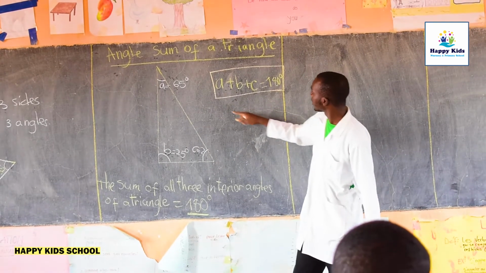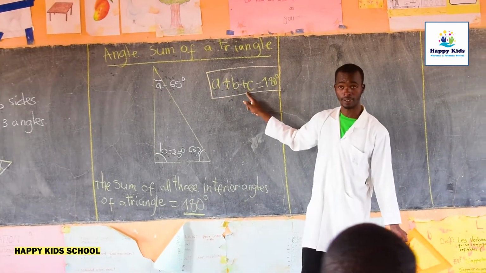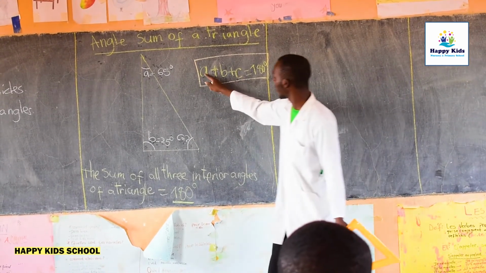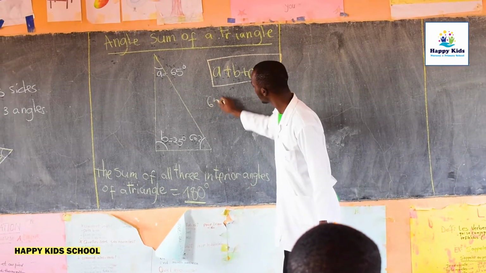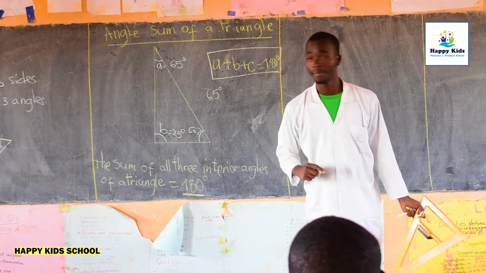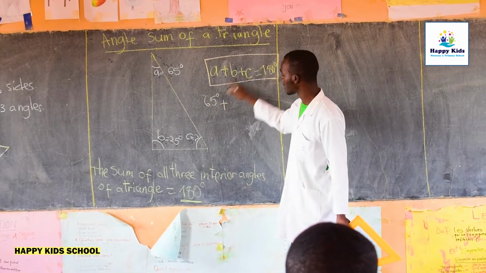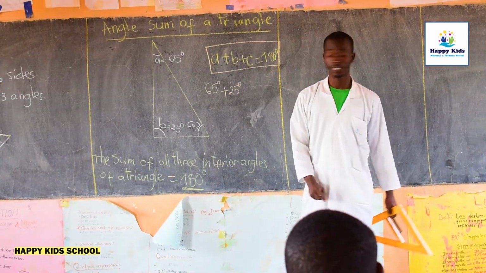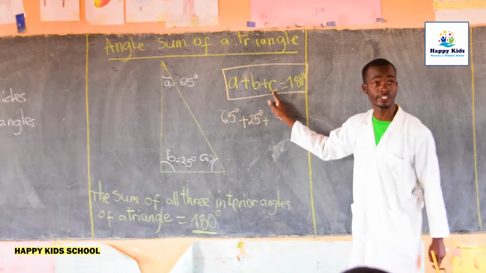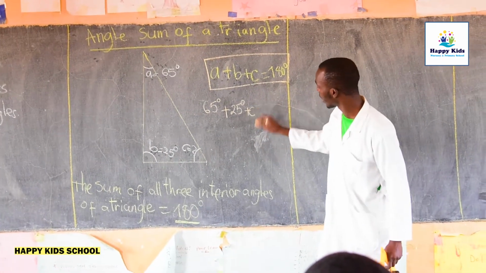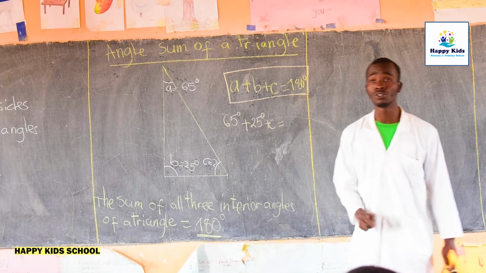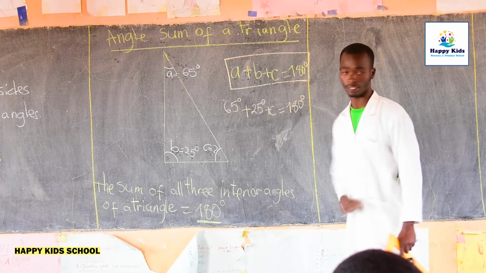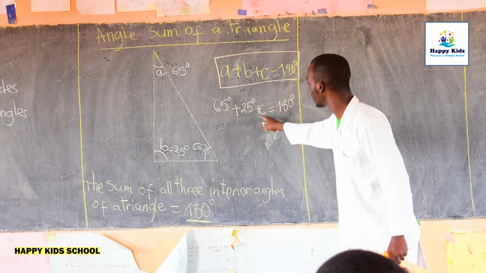We can also find A once we are given B or C. How to find this C here now? To find this C, we need to replace A by its value, 65 degrees, plus this B, which is 25 degrees, plus C. Do you have the value of C? No, we don't have C. Which is equal to 180 degrees. Therefore, I can use algebra to find this C.